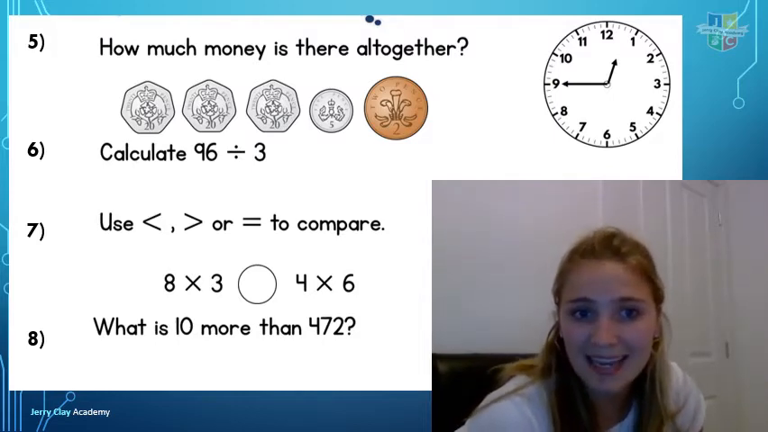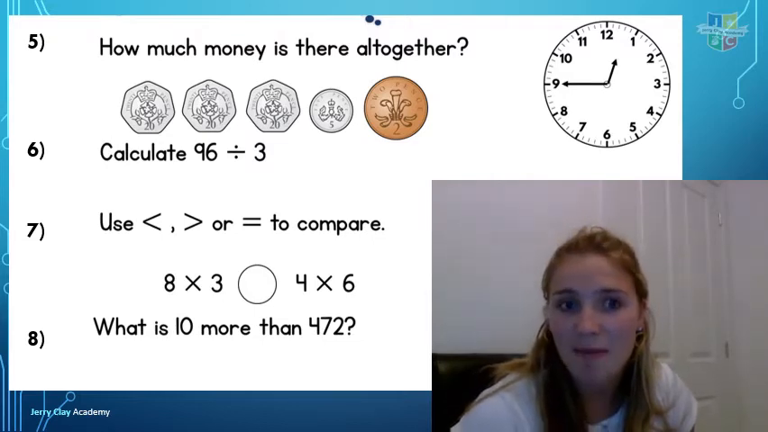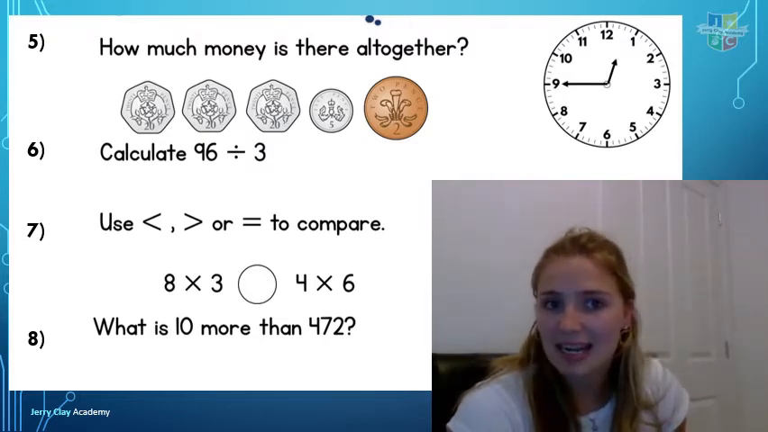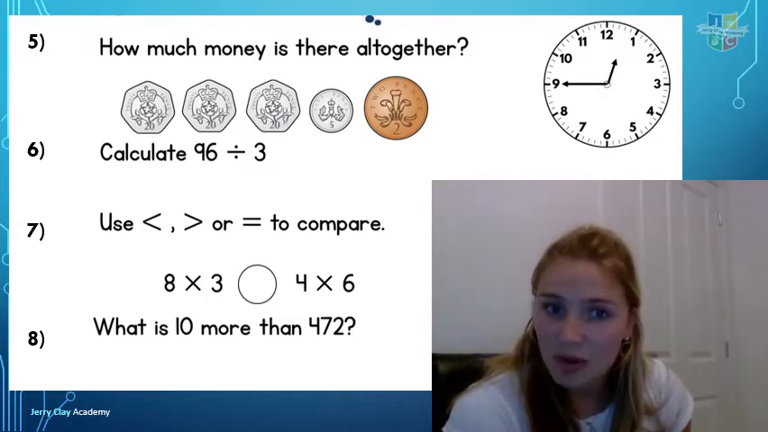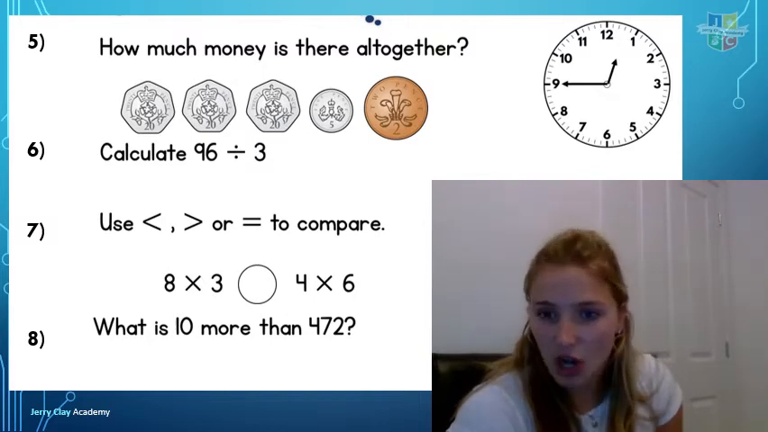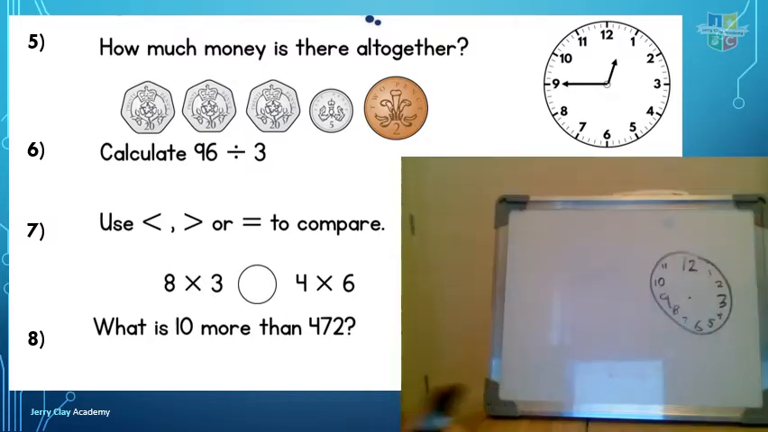Now for number 6, 96 divided by 3, you're going to need to partition your numbers. You could do it into 2 numbers, you could do it into 3 numbers, but you'll need to break 96 down so that you are able to do that. And then obviously for number 8, if you use your column method to put in that number, you'll be able to work it out.